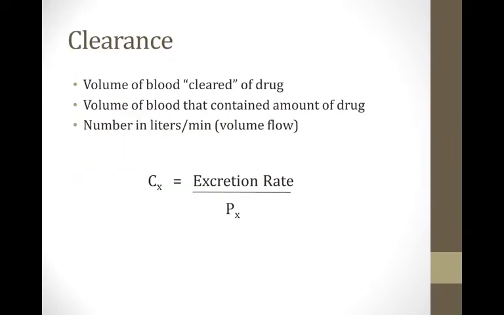Now let's talk about the concept of clearance of a drug from the body. In order to understand this, let's draw a picture. Let's imagine that we have a tube and it contains 1 liter of plasma. I'm going to write the number 1 liter down here at the bottom. Now let's imagine that we put 5 grams of a drug into this liter of plasma. So I'm going to draw 5 circles here, and each circle represents a gram of a drug inside that liter of plasma.